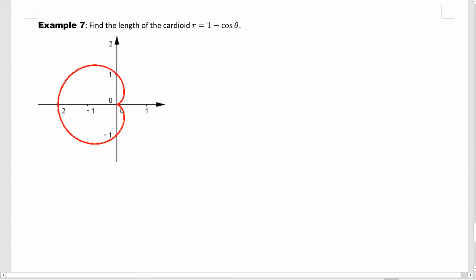Okay, so let's continue to look at example 7. Find the length of the cardioid r equals 1 minus cosine theta. Okay, so dr d theta: derivative of 1 is 0. Derivative of negative cosine is, so derivative of cosine is minus sine, so here negative becomes positive.